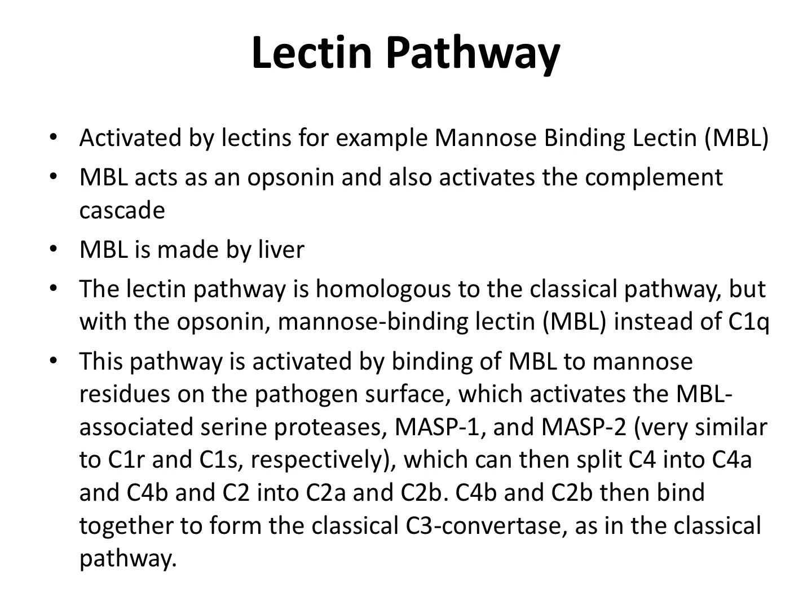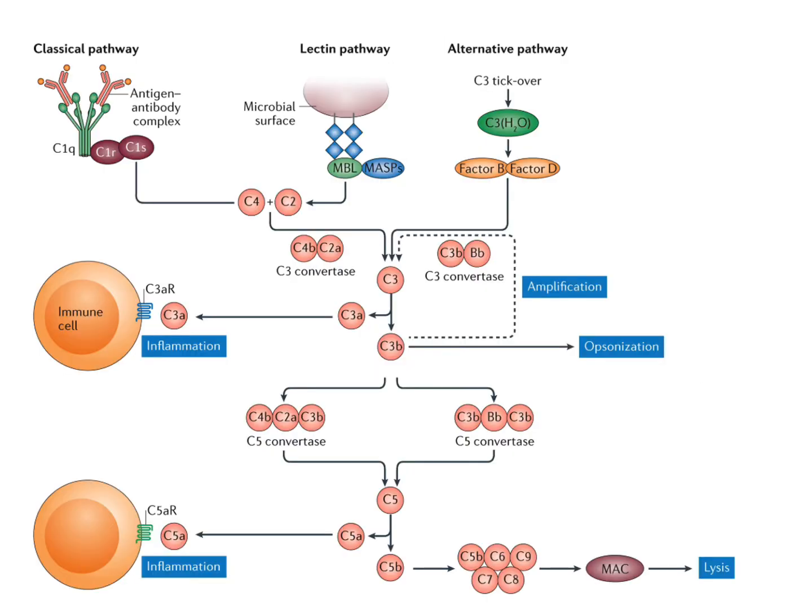MASP2, very similar to C1r and C1s, which we saw in the classical pathway, respectively, which can then split C4 into C4a and C4b, and C2 into C2a and C2b. C4b and C2b then bind together to form the classical C3 convertase as in the classical pathway. Again, this is the diagrammatic representation of the same.